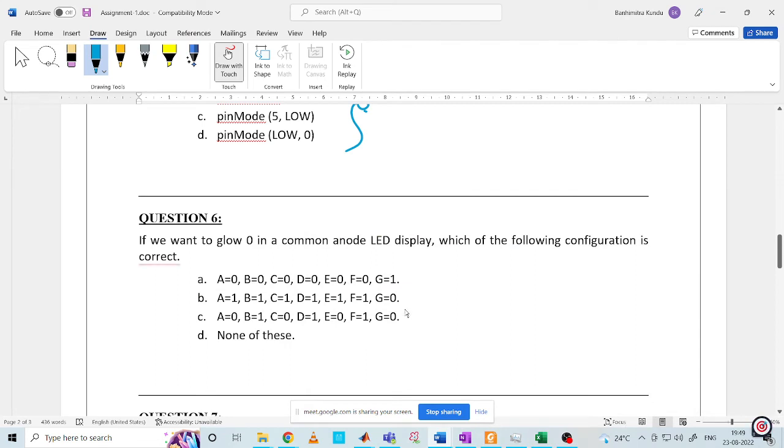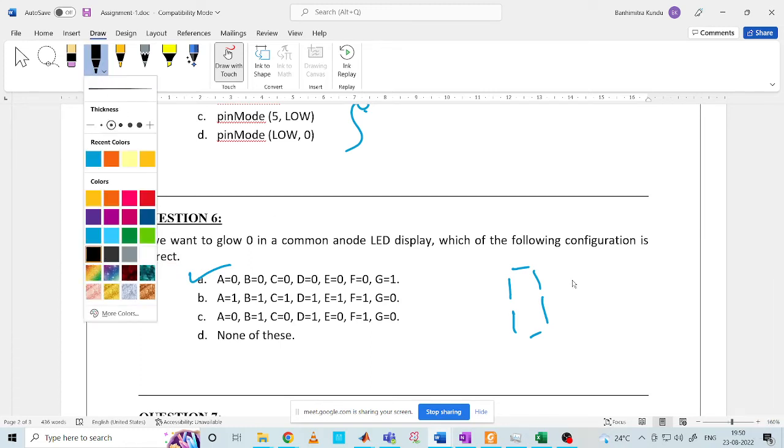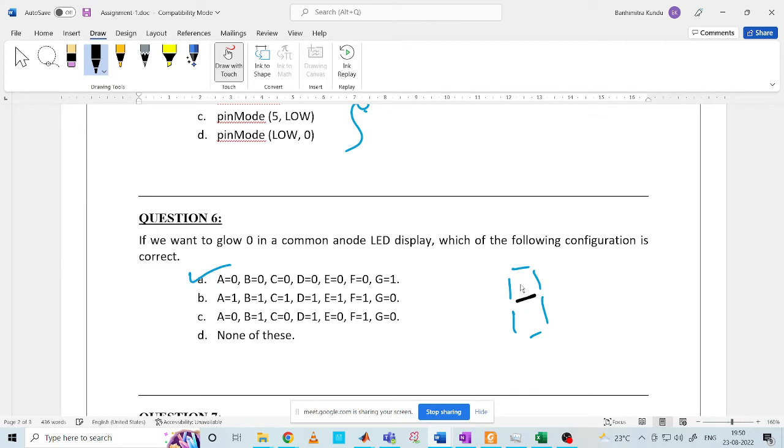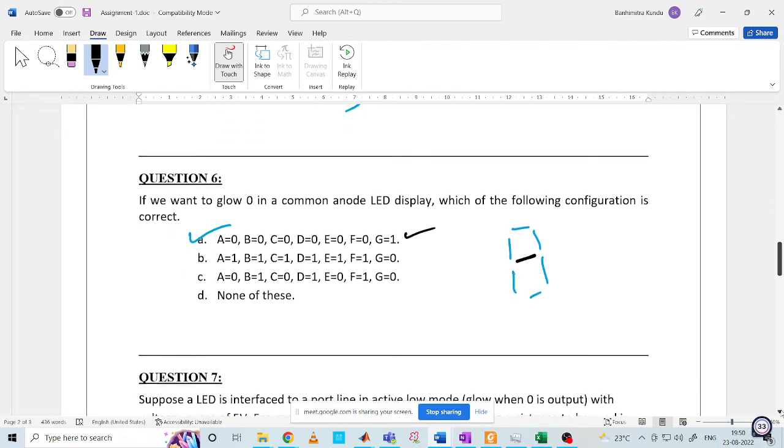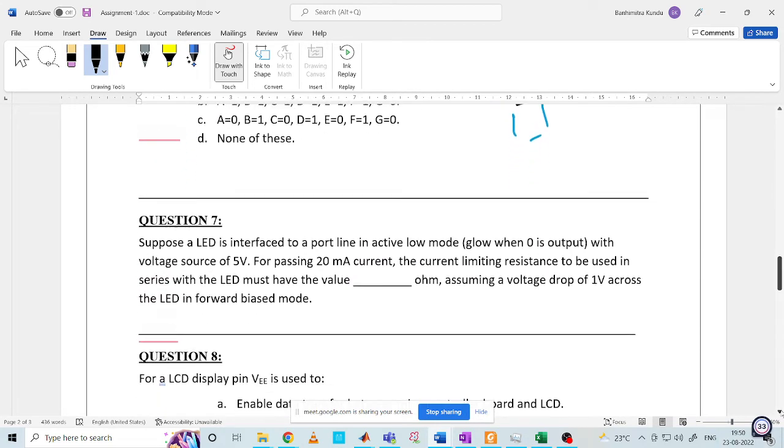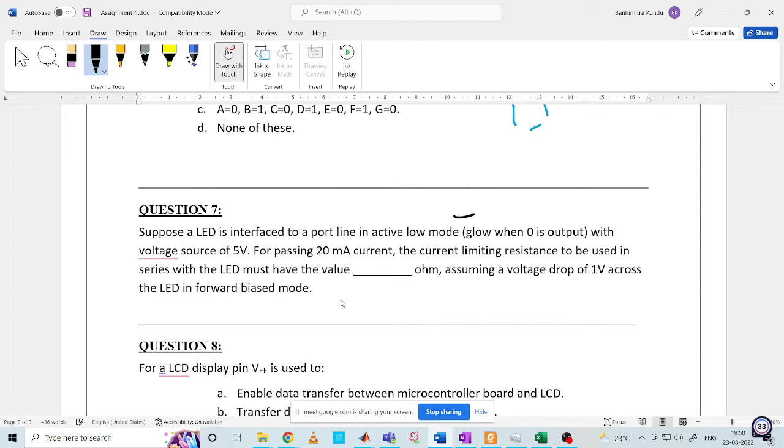So yes, question 6. A. Anyone having any question? It is like this. Only this portion is G, it should not blow. Only this is not there. Rest everything is there. So this option is valid. Same question almost.